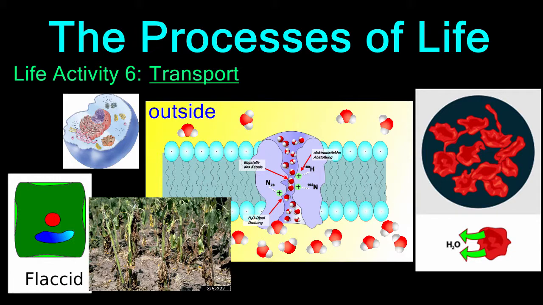A similar thing happens in plant cells. You can see how empty this central vacuole is. The result is that you have wilted plants.